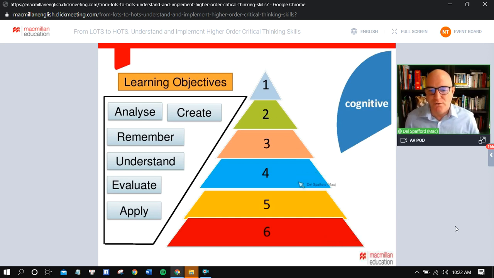Now, he has a pyramid, a hierarchy of thinking, if you like. And at the bottom, we have lower order thinking, lots. And at the top, we have higher order thinking, hots. So I would like you just to take a moment and see if you can match the different learning objectives, analyze, create, remember, understand, evaluate, and apply, and tell me which is the lowest order and which is the highest order of thinking.